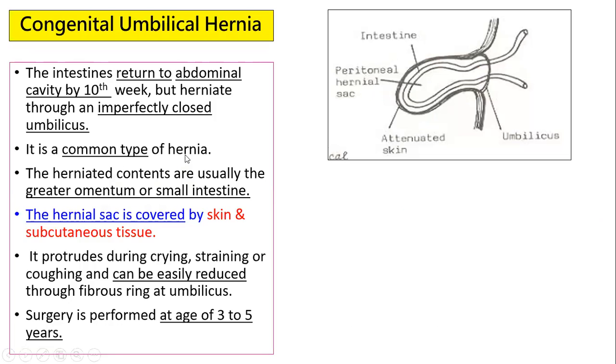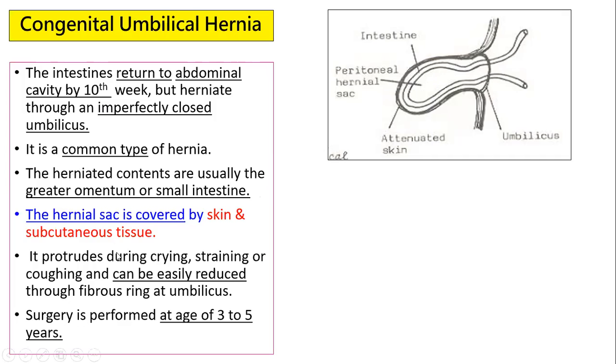It is a common type of hernia. As you know, there are different types of hernia: the inguinal hernias, femoral hernias, and the umbilical hernia is also a type. So this is the umbilical hernia. The herniated contents are usually the greater omentum or the small intestine. As I said, through this small herniation, sometimes you can see only the peritoneum, sometimes the intestine, sometimes some other omentum.